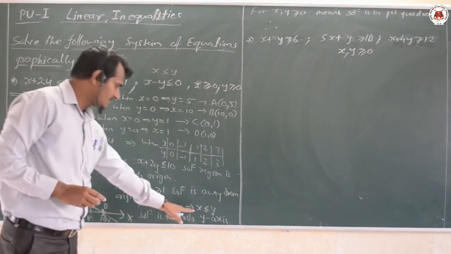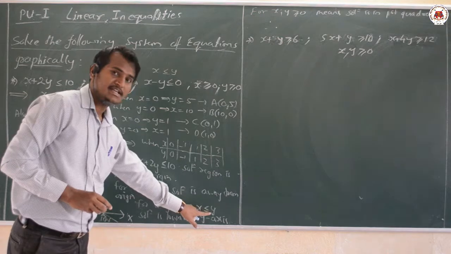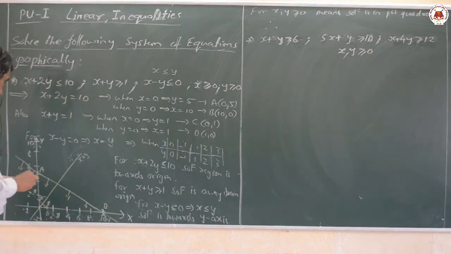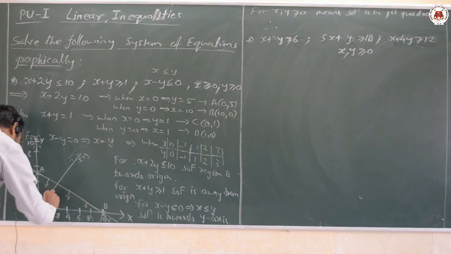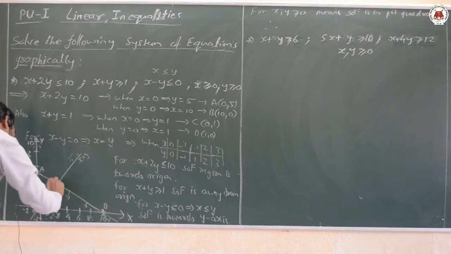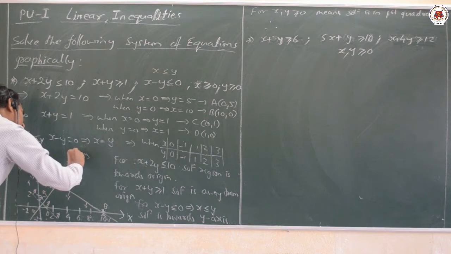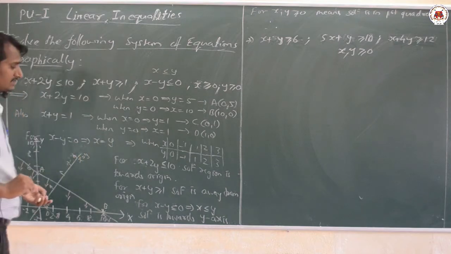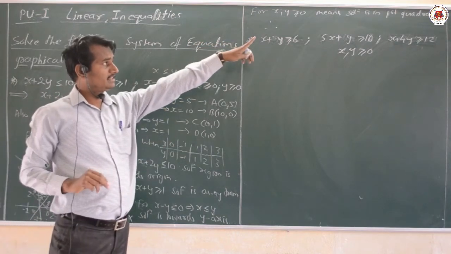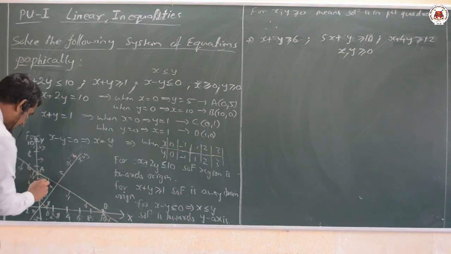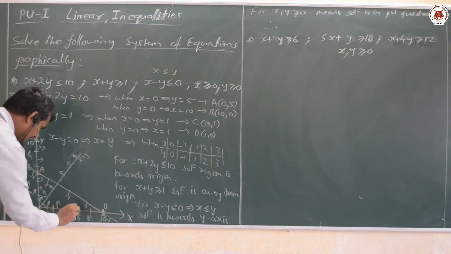Next, x is less than or equal to y. What happens here? X less than or equal to y means the solution is towards the y axis for this particular line. And the last one, dear students, what is the last one? That is nothing but x greater than or equal to 0, y greater than 0, which means the solution is in the first quadrant.